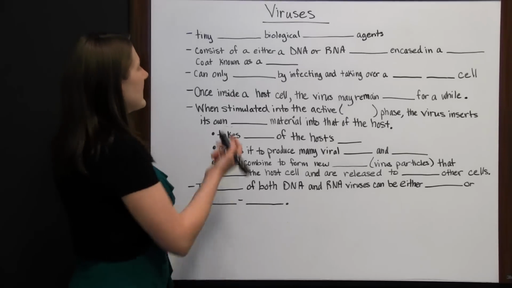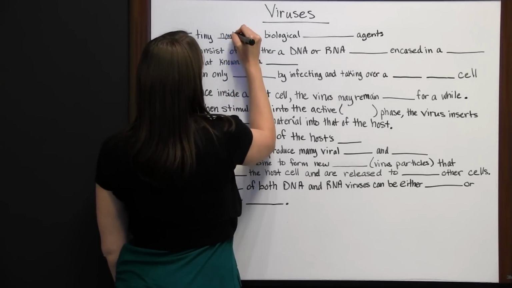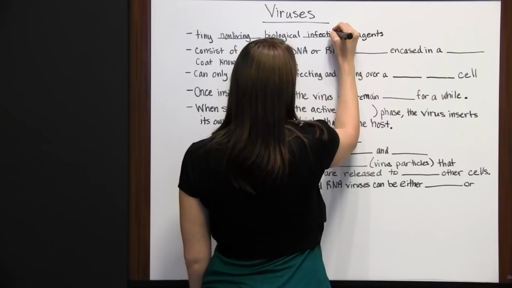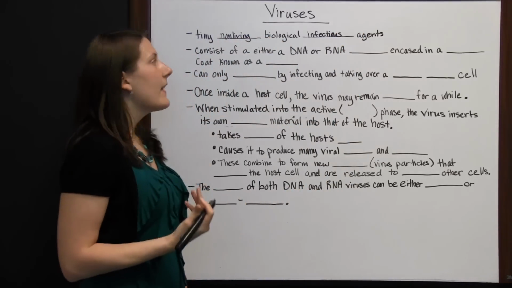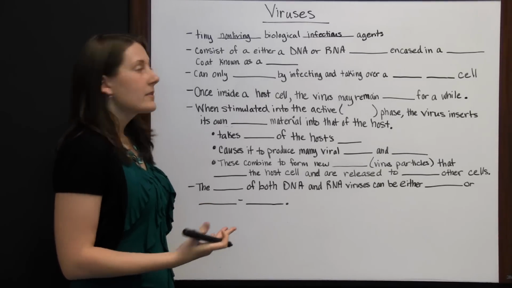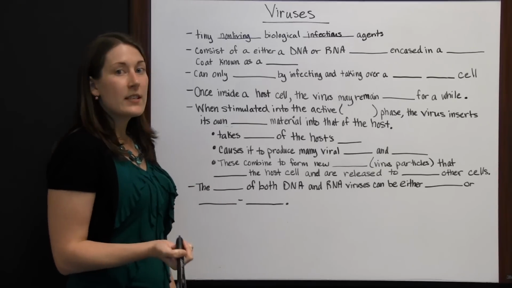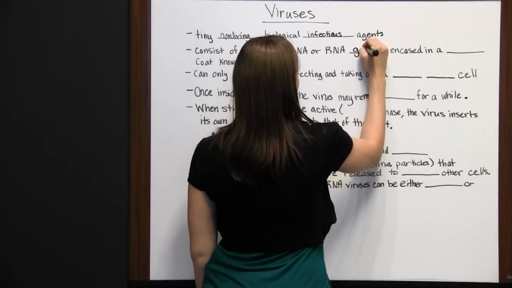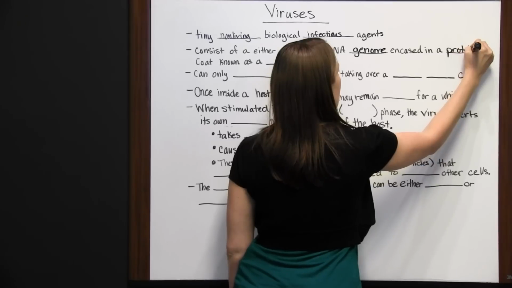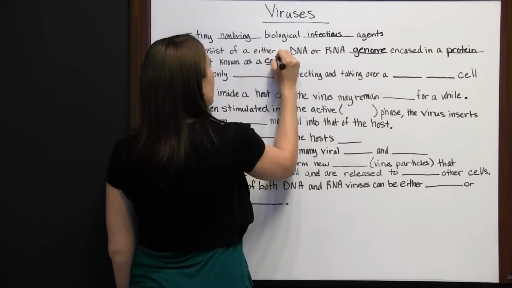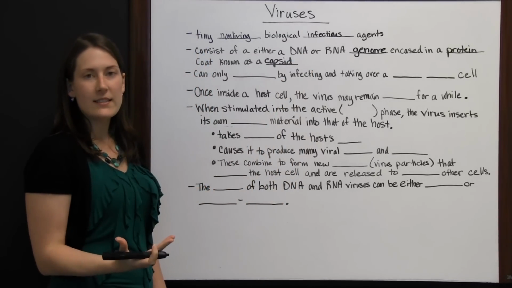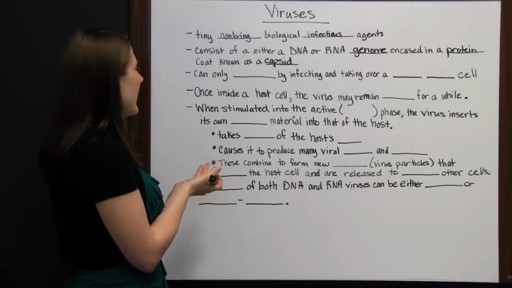Viruses. Viruses are tiny, non-living, biological infectious agents. So while they are not technically alive, they are biological agents, and they are infectious. They infect healthy cells. They are going to consist of either a DNA or RNA genome encased in a protein coat known as a capsid. So this capsid is protecting the viral genome until it can get where it needs to go to infect a host cell.